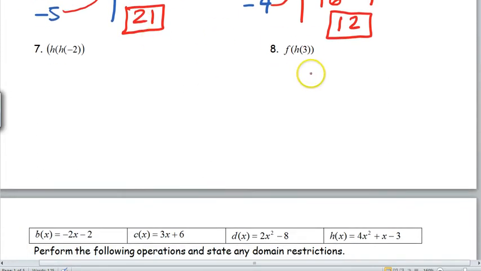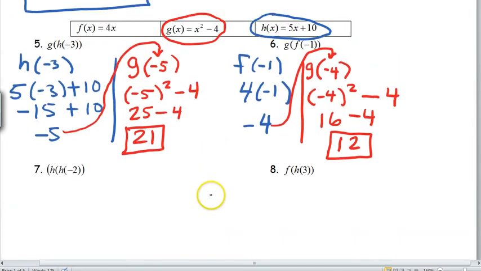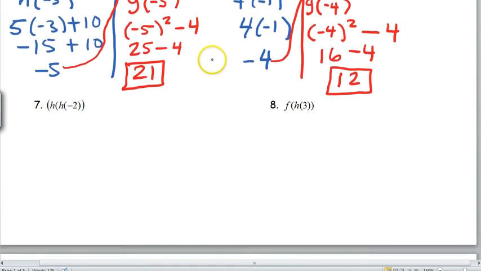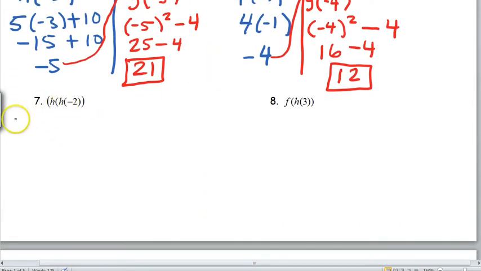If you're consistently getting the same answers as me, you're fine. I'm sure you're fine. Just make sure you're getting the same answer as I am every single time. Now you just made me forget what the function was. 5x plus 10, thanks. Okay, function h is 5x plus 10.